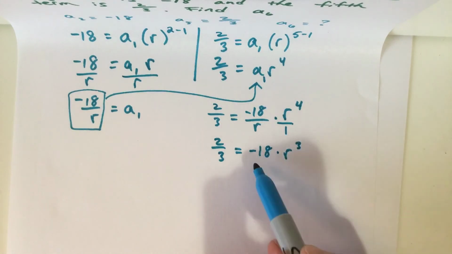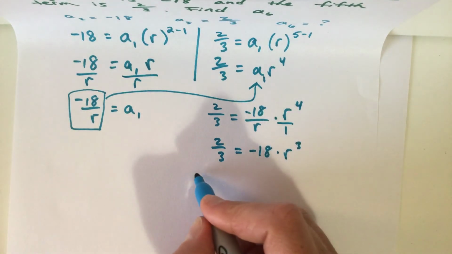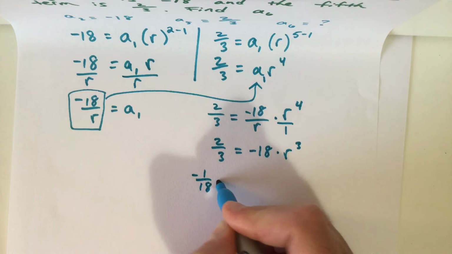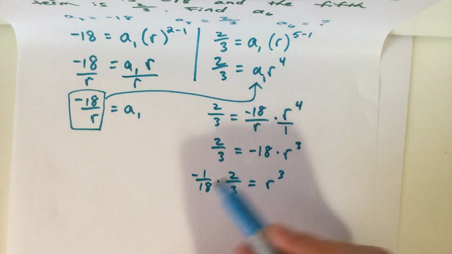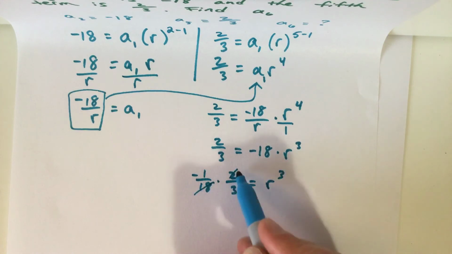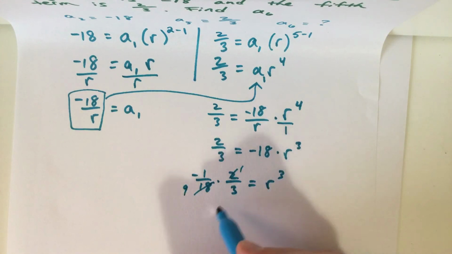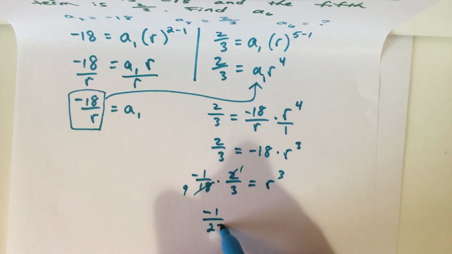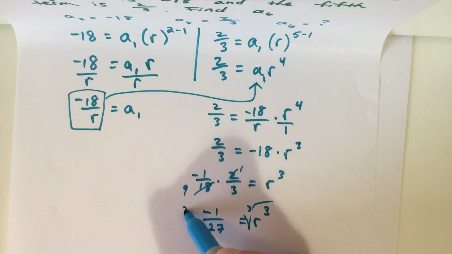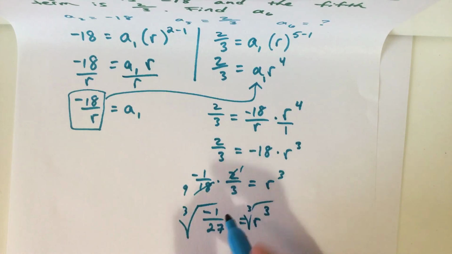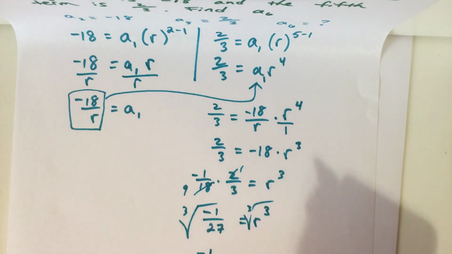To isolate r, I'm going to divide on each side by negative 18, which is the same as multiplying by the reciprocal. And then we can reduce 2 and 18 becomes 1 and 9. So we get negative 1 over 27 equals r cubed. To solve for r now, I'm going to cube root both sides. And the cube root of negative 1 over 27 is negative 1/3. So we've found our common ratio.